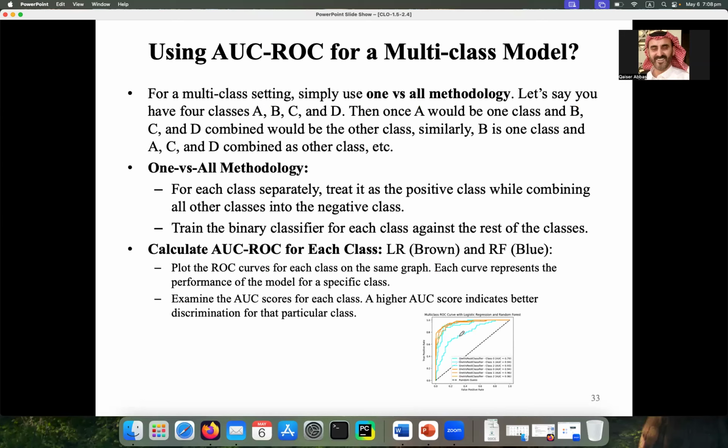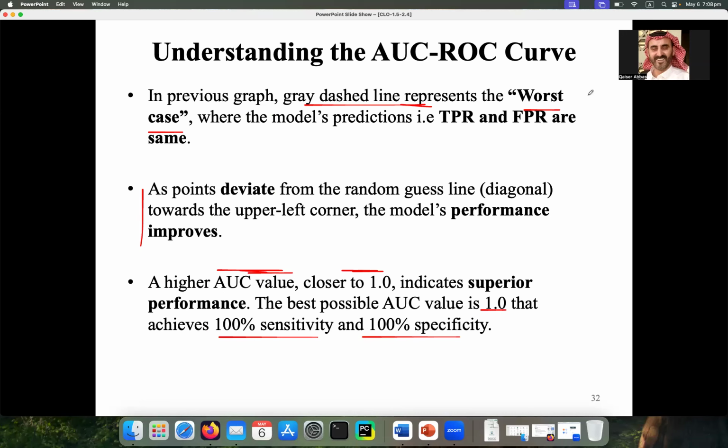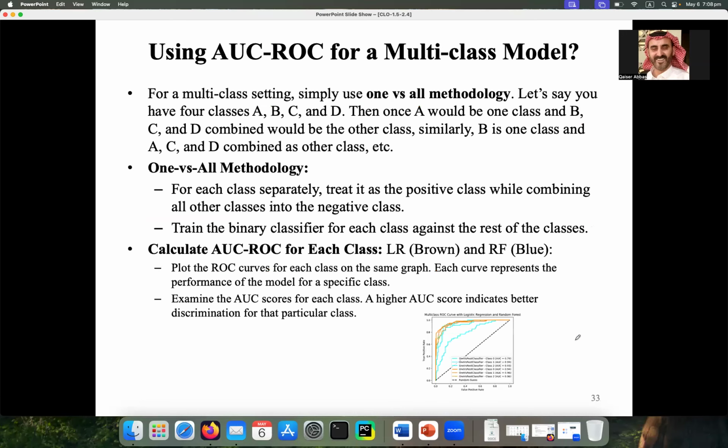Now, the whole discussion that you have done here is for binary classification. And if you have to use this AUC-ROC for multi-class, then what do you have to do? You have to use the one versus all methodology.